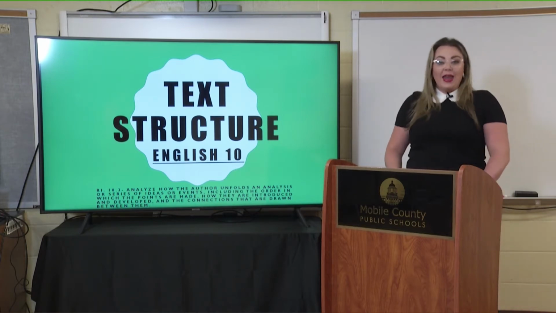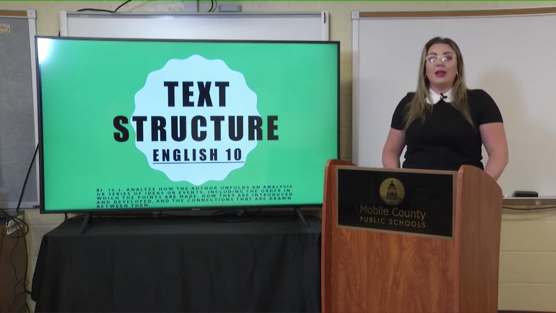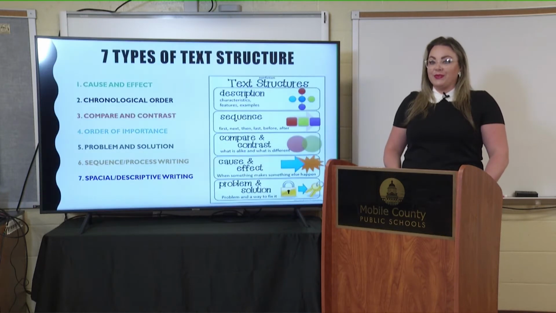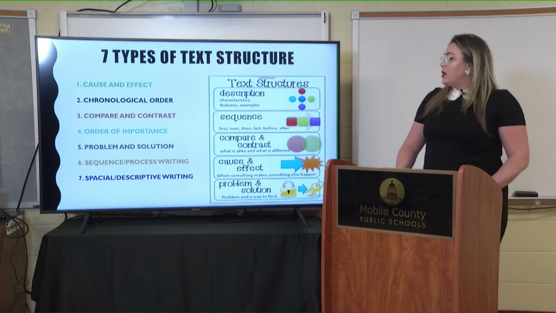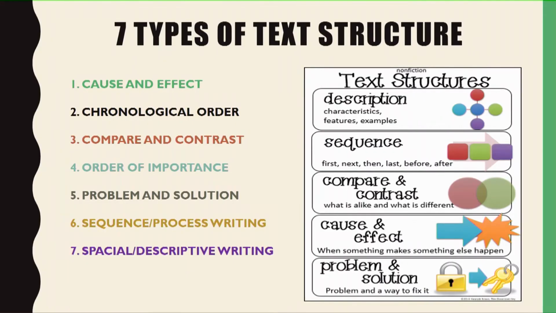I want you to go ahead and get out your paper and pencil and get ready to take a few notes. Today we are going to go over the 7 types of text structure. The first type is cause and effect, chronological order, compare and contrast, order of importance, problem and solution, sequence and process writing, and then spatial descriptive writing. Make sure you have your pencil and paper ready so that you can copy down these terms as we get to them.